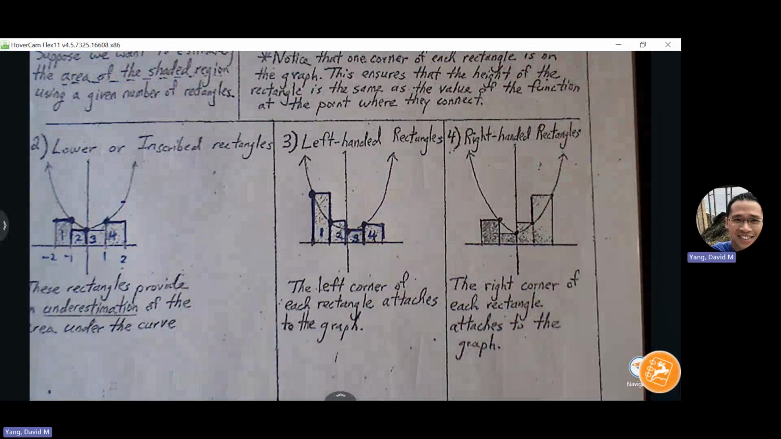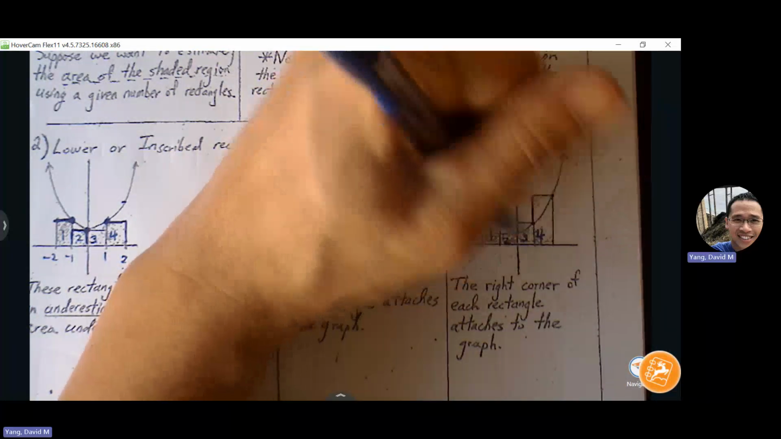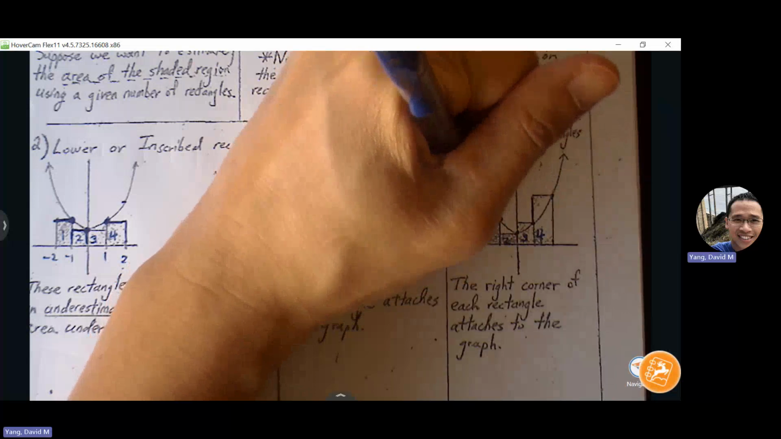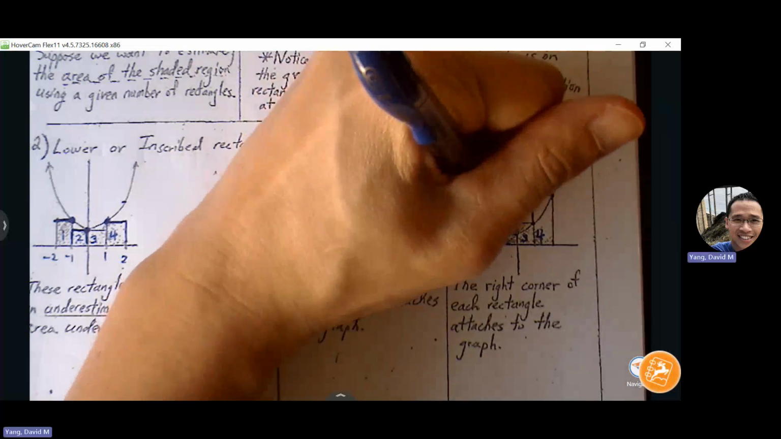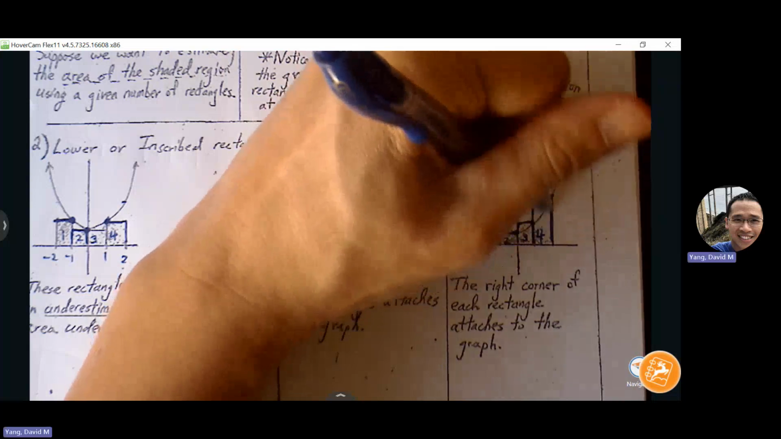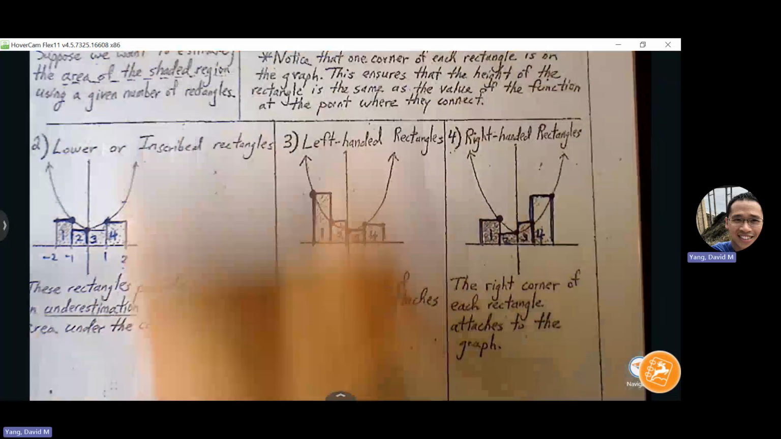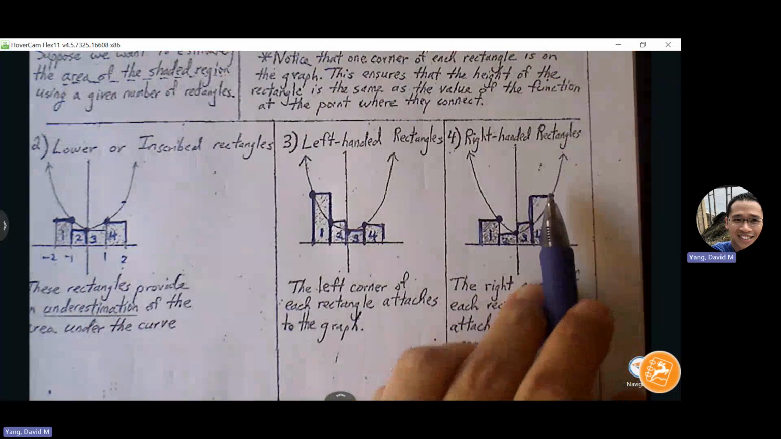Okay, right-handed rectangles: for each region, you're going to choose the right endpoint to attach to the curve and let that represent the height of each rectangle. And notice the corner that I choose is based on it connecting to the curve. It has to sit on the curve.